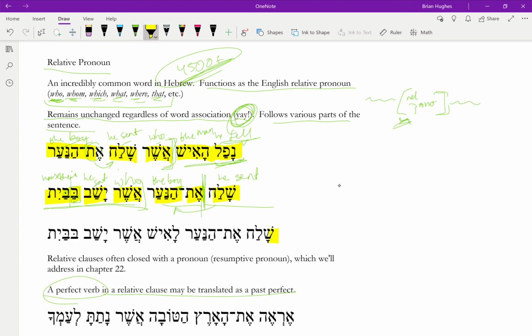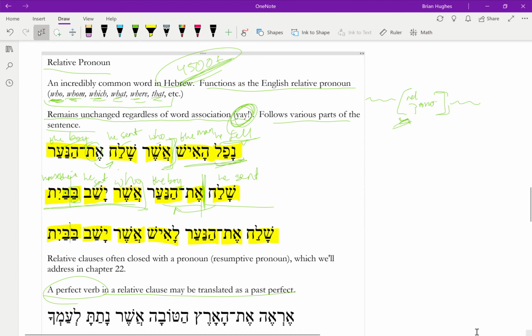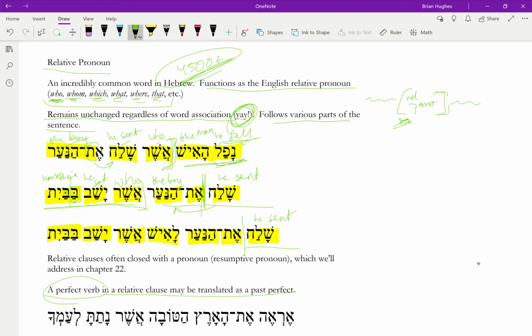This final example he gives, we have Shalach et hana'ar la'ish asher yashav babayit. Oops, typing error. There should be a patach there. Okay, so here we get Shalach, which is again, he sent, Qal perfect 3ms, et. So this is our subject, this is our predicate. The boy. Predicate, remember, is everything that the verb is doing, not the doing of the verb. And so we have he sent, that's the subject, predicate, the boy.